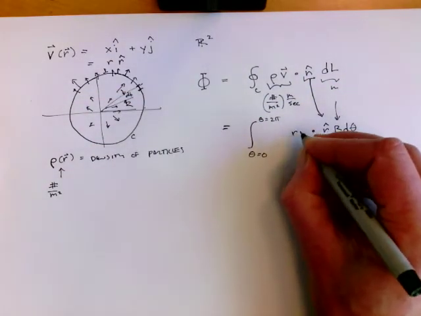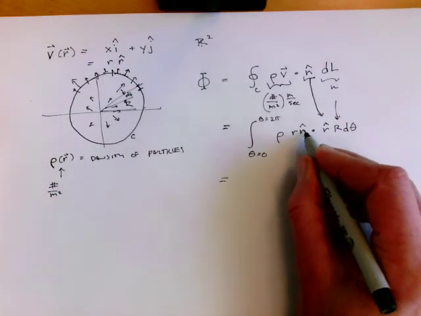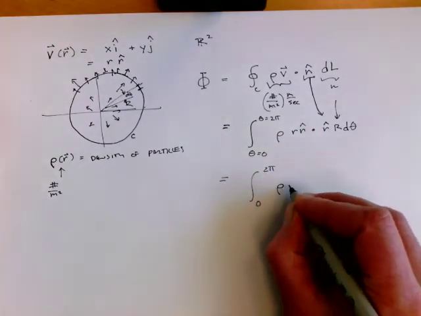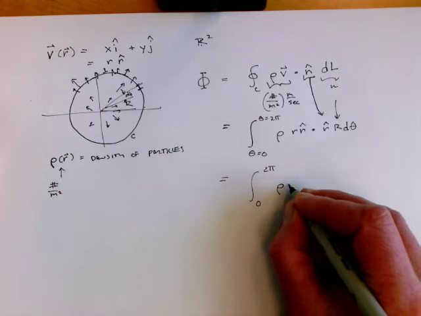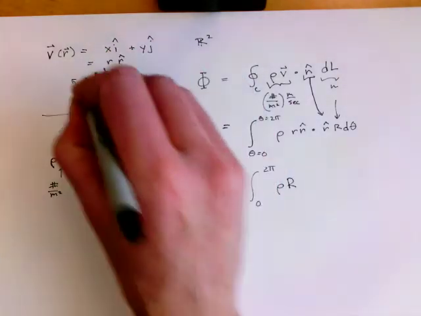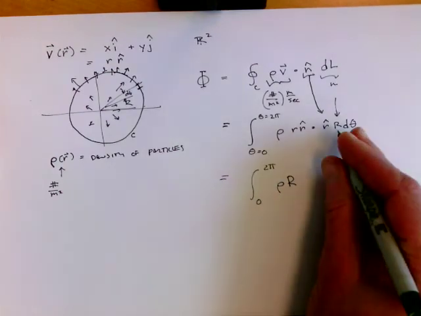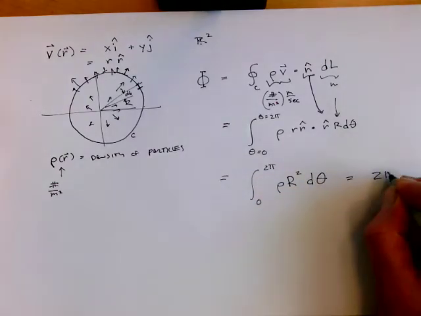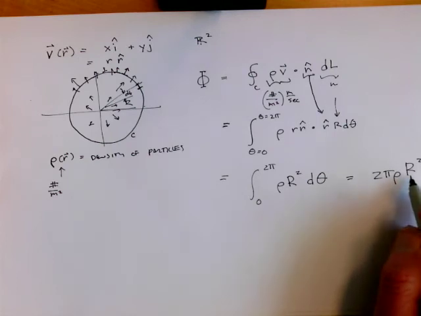My velocity is r in the r hat direction, and my density is some constant. So r hat dot r hat is 1, so I have the integral from 0 to 2 pi of rho times r, but little r is simply equal to big R since I'm integrating around this circle. Dot n hat is 1, times big R, is R squared d theta. In other words, I get 2 pi times rho times R squared.